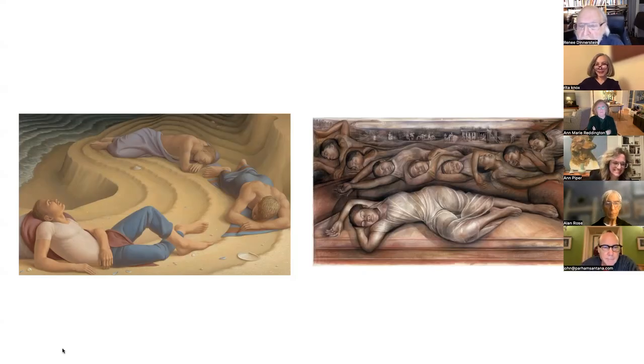Very well done. Very nice. Very nice choice too, actually. I don't think I've ever seen the piece on the left. Where did you find this?